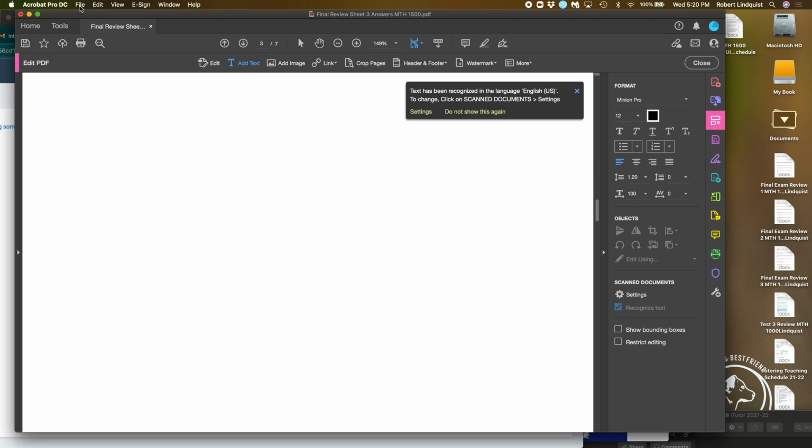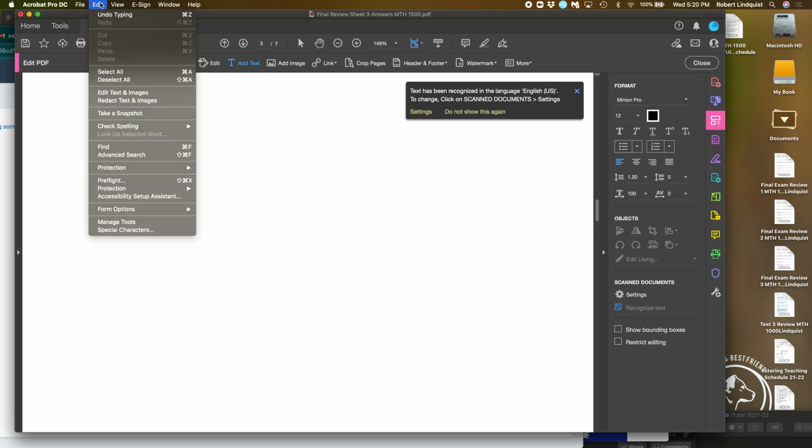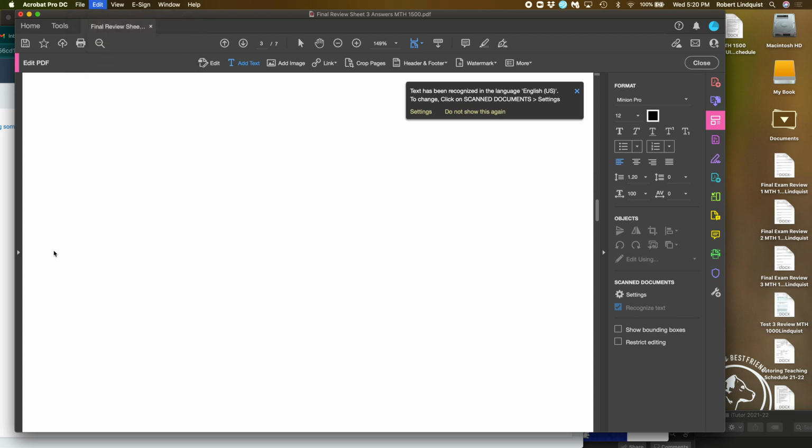Okay, so I tried to change the answers. I'm not going to be able to. I'll change them on the other sheet. Okay, so edit. Let's just go to take a snapshot. That'll back out of this. Okay. Sorry about this mistake that I just found here.